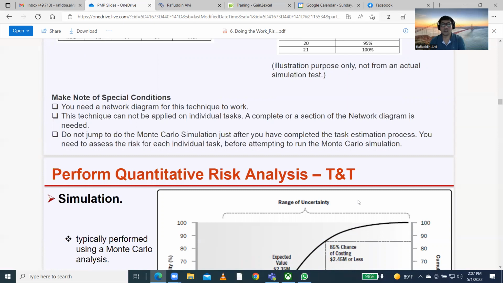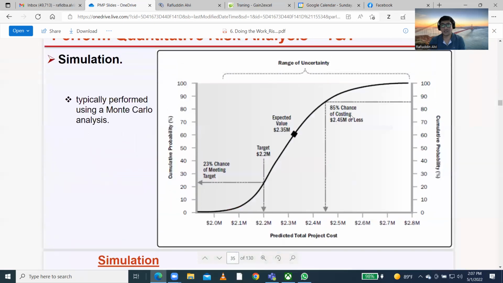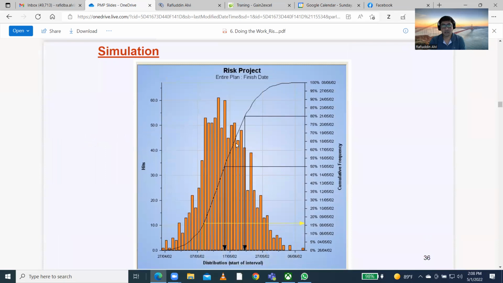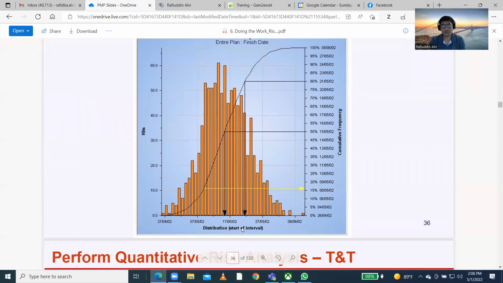It's very easy. Do not jump to the Monte Carlo analysis simulation just after you have completed the task estimation. You need to assess the risk for each individual risk before attempting to run the Monte Carlo. That means for each individual risk, you need to find out what the impact is. Then only you go to Monte Carlo analysis. Okay, this is just an example. This is also one of the simulation practices, like how you are calculating the distribution, what the frequency is, and if it occurs, what the impact on the project is.